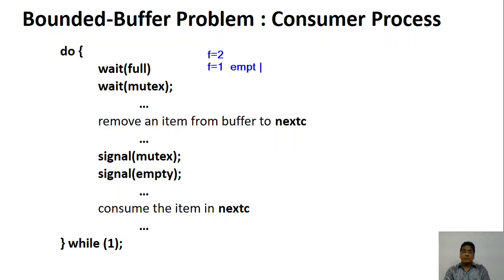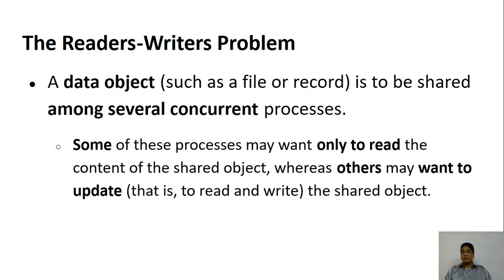Whatever that empty was there, empty has to be increased by 1. It's as simple as that. So that is what you are doing here. You are signaling the empty at the end, saying that one slot is empty so that the producer can produce an item and place it there. Okay, so this is one of the problems, the bounded buffer.